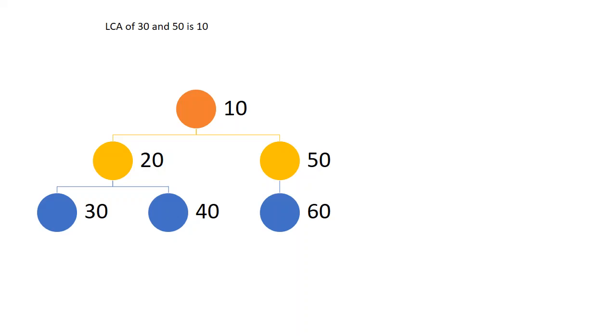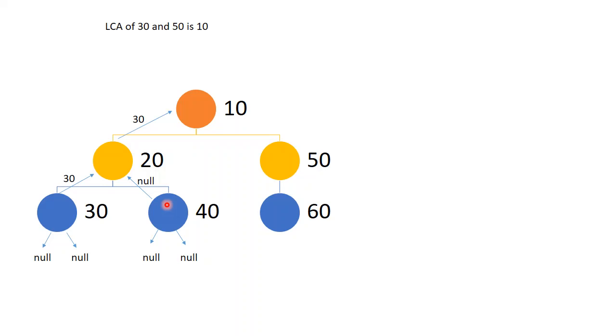Let's look at another example, 30 and 50. As the control goes to the left subtree, it finds the value 30 and returns it. Then 40 does not match 30 or 50, so null is returned. So in this case, 30 is returned from this particular node, the parent of 20.